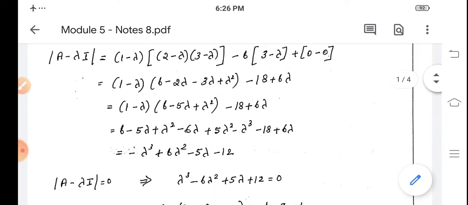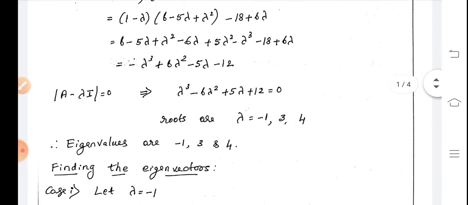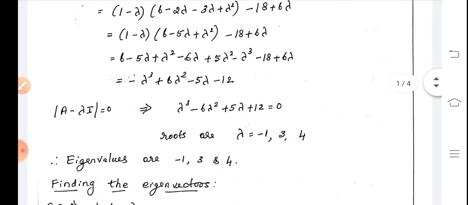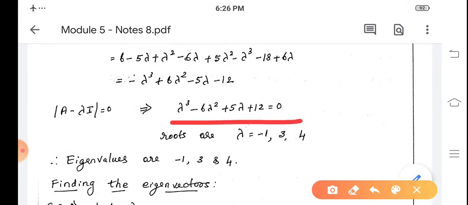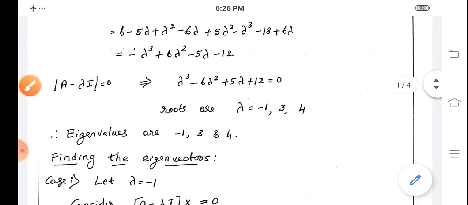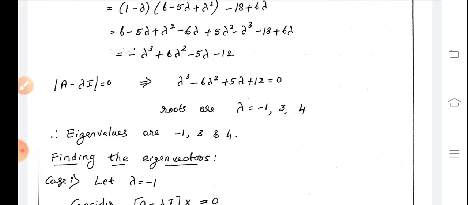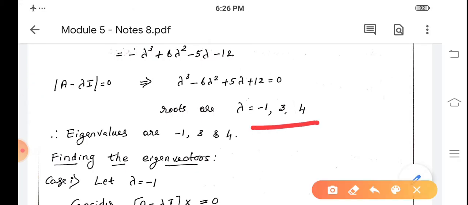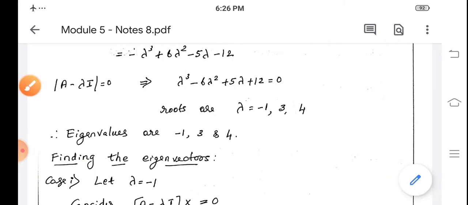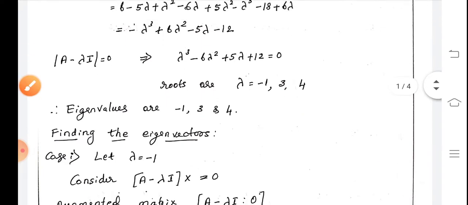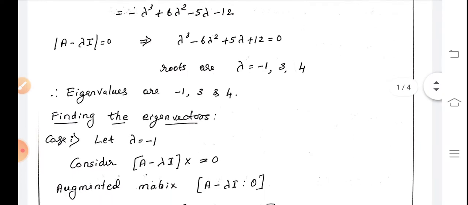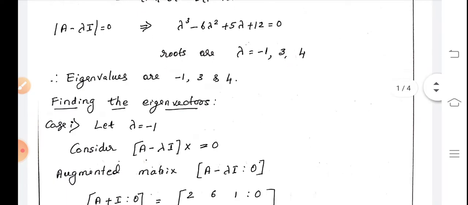So we have the characteristic equation, that is determinant of A minus lambda I equal to 0. Using this characteristic equation, we write lambda cube minus 6 lambda square plus 5 lambda plus 12 equal to 0. On solving this, we get 3 values for lambda. The values are minus 1, 3 and 4. So these are the eigenvalues of matrix A. Next, we find the eigenvectors corresponding to these eigenvalues.